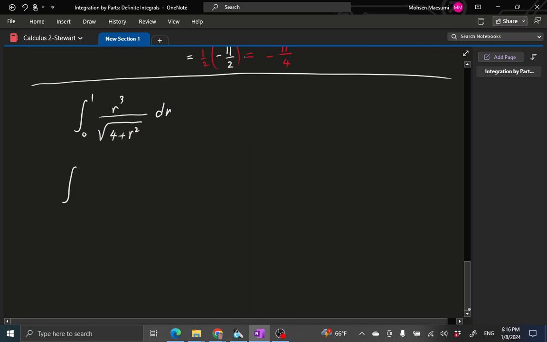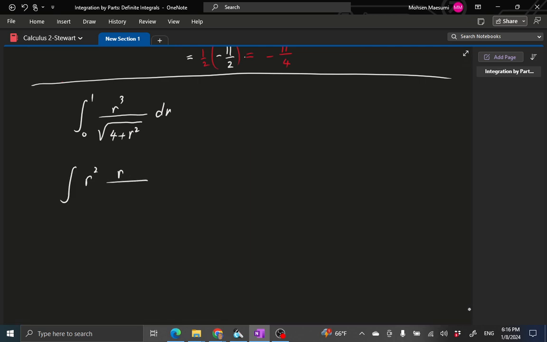Here I write it like this: r squared times another r over radical 4 plus r squared. Why do I do it like that? Because I'm hoping that the fact that the derivative of this expression in the radical is showing up here is going to help me with all the steps of integration. Again, it's not a guarantee that this is going to work, but that's the basis by which I proceed.